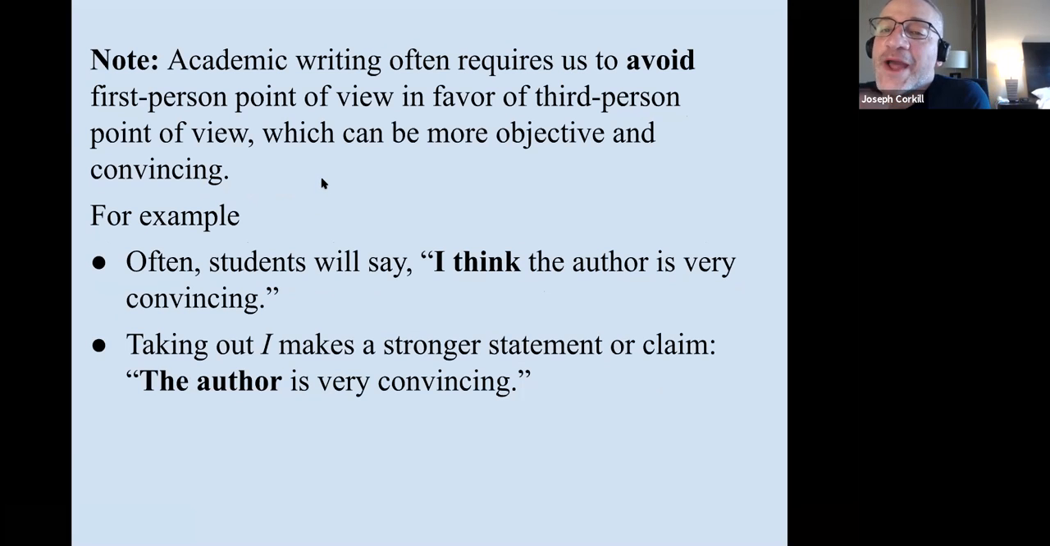Note, and here's why. Academic writing often requires us to avoid first person point of view in favor of third person point of view, which can be more objective and convincing. It's not that people don't care that it's your point of view. What happens is that if you switch to third person, it strengthens your point of view. Often students will say, I think the author is very convincing. Taking out the I makes a stronger statement or claim. The author is very convincing.